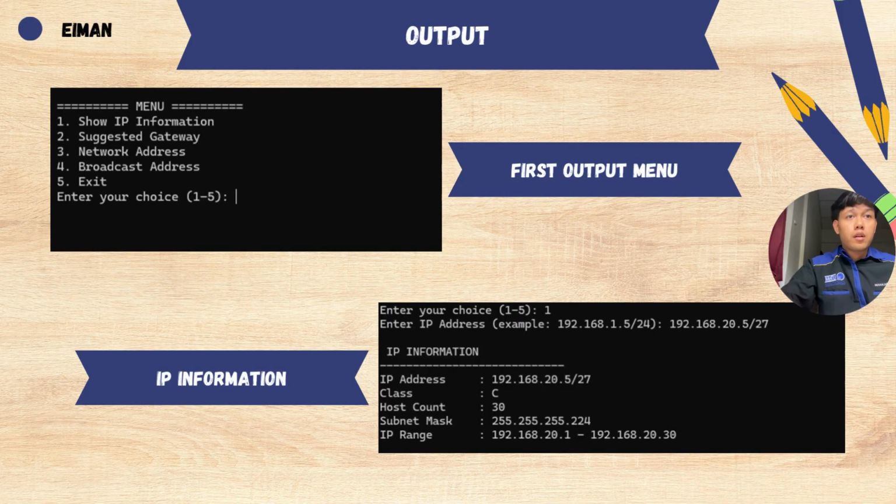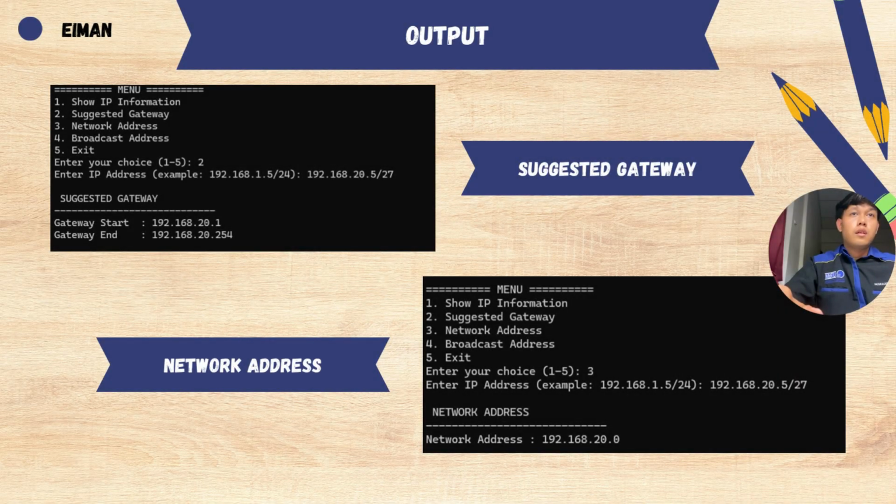After choosing, the program then asks the user to enter an IP address in the prompt format. For instance, 192.168.20.5/27. Then the program processes this IP and displays several details: IP address, class, host count, subnet mask, and IP range. This output helps the user understand how the IP address is classified and what range of IPs are available in the subnet. In the next session, we explore what happens when the user selects other options like suggested gateway, network address, and broadcast address. Now we move on to the next part of the program output.